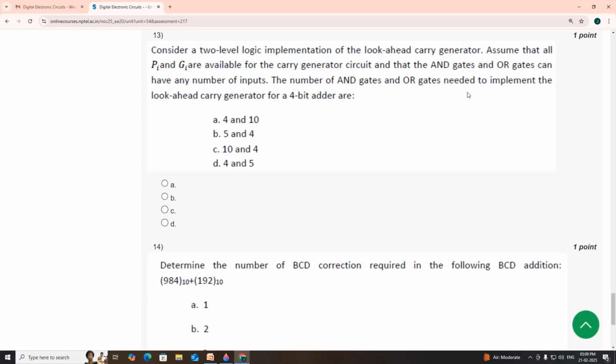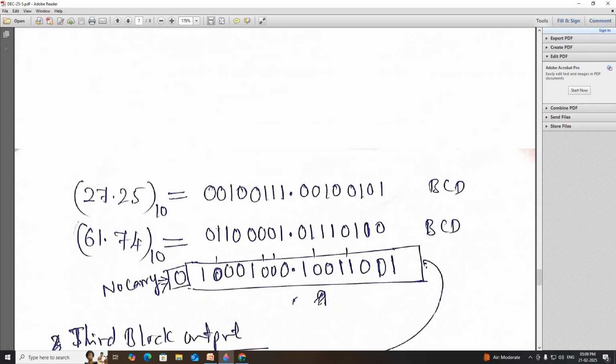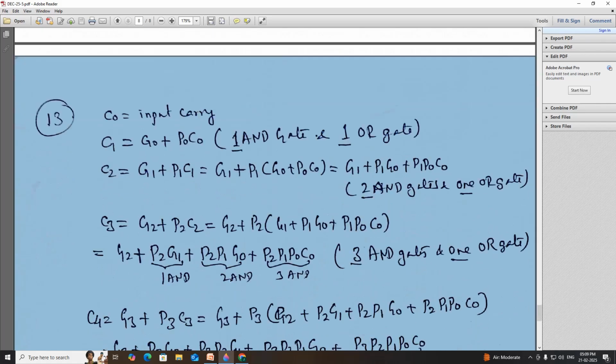Okay, a generator. So what we have to find is the number of AND gates and OR gates required for this carry look ahead. We'll see that one. So the question is 13th. For the first carry, C1, the expression for the carry is G0 plus P0 C0. This is one AND gate and one OR gate. One AND gate, one OR gate is required.